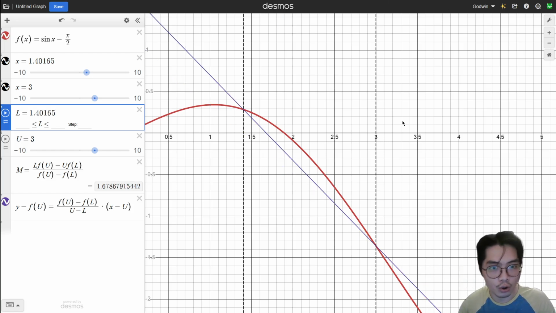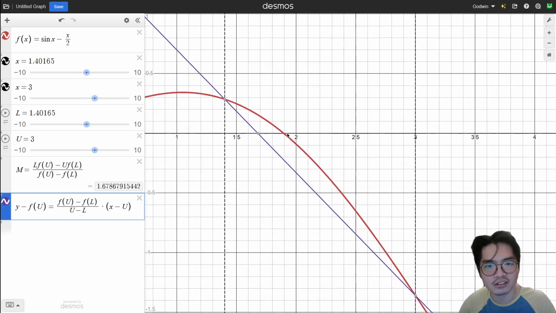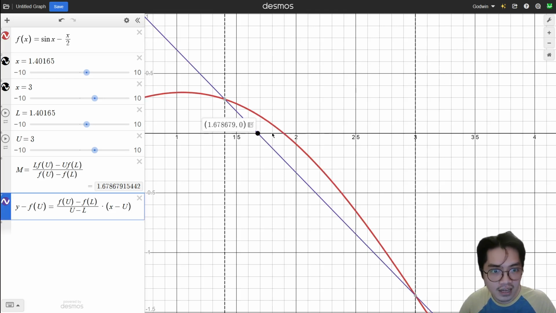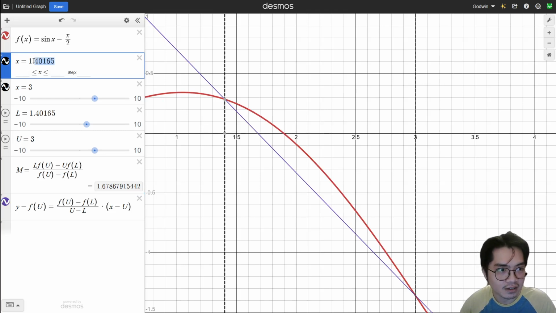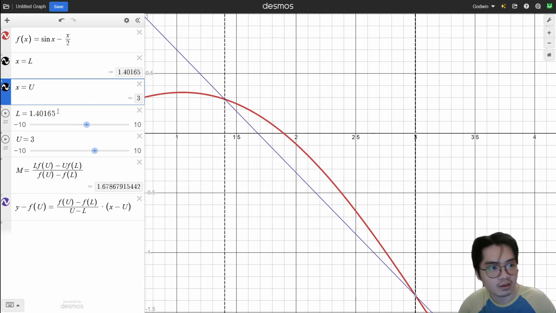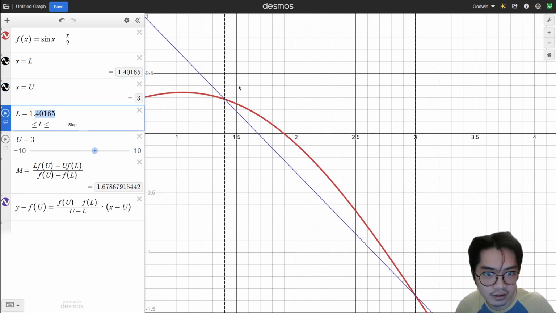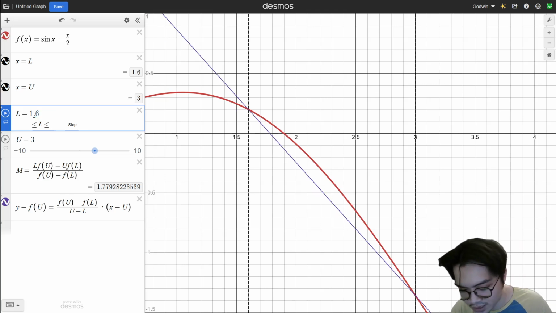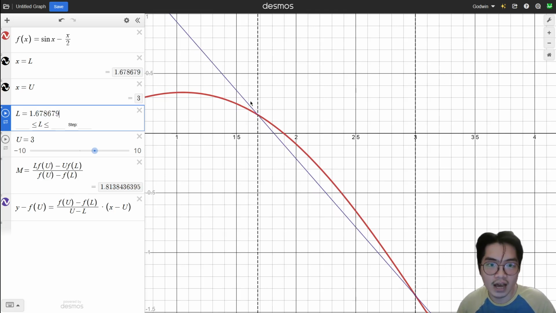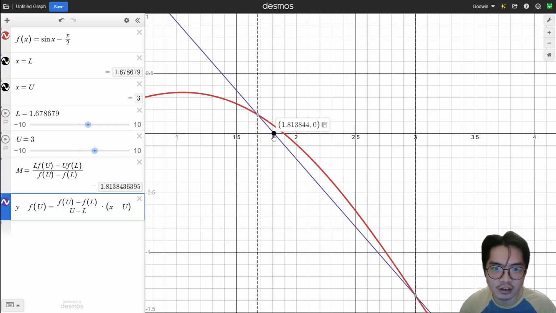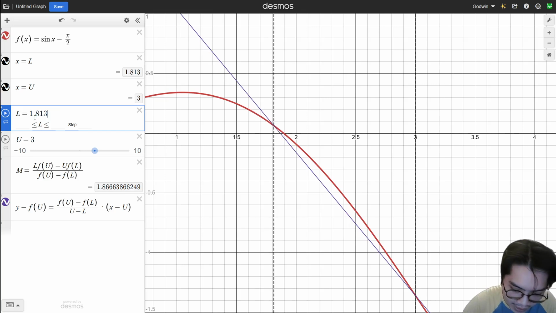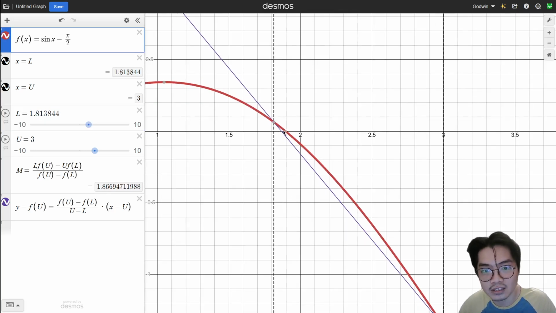Okay, we go here, and now we will replace our L with 1.40165. Note that what is going to happen now is that it's going to inch closer and closer to this value 1.895. Now the next value is 1.678679. You know what? Let's just do this. L and U. 1.678679. Now we have this, and now it gets closer and closer. 1.813844 now. And it gets closer and closer.